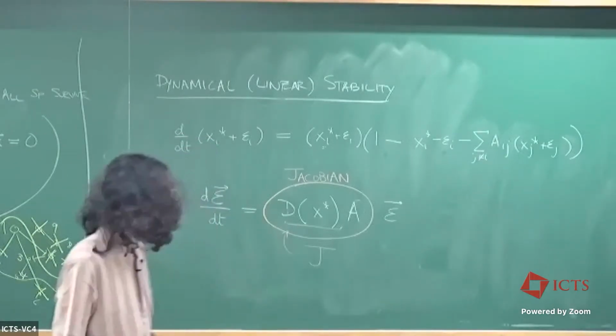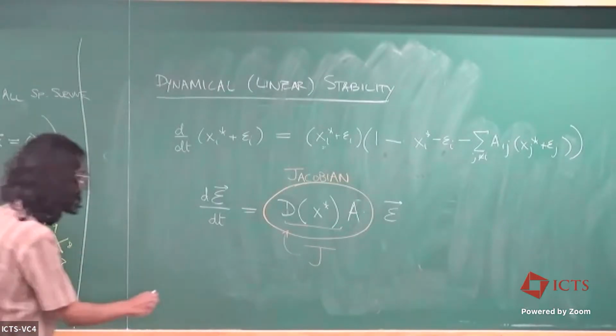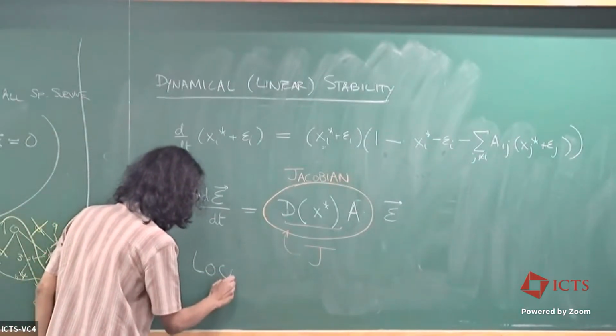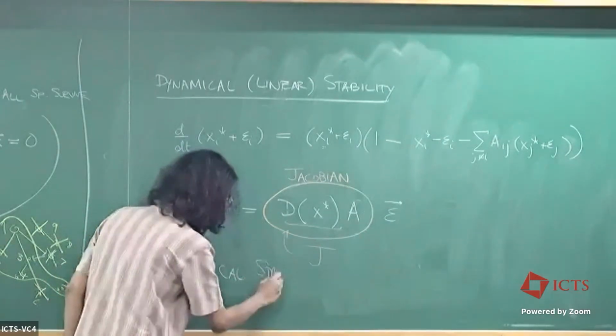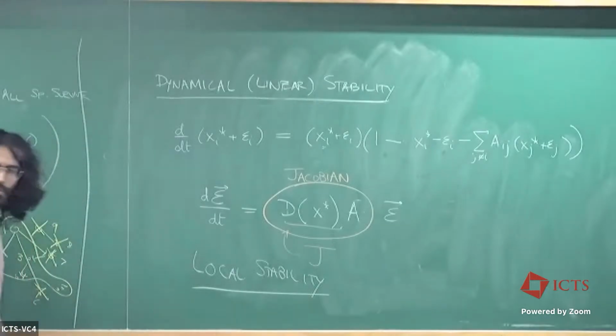Okay, good. Final comment about this kind of stability. This stability is often in ecology also called local stability, as contrasted with global stability. Can someone tell me why we say local stability?